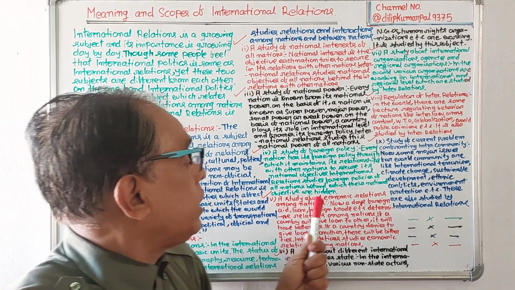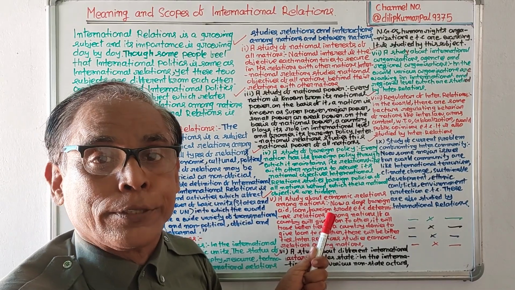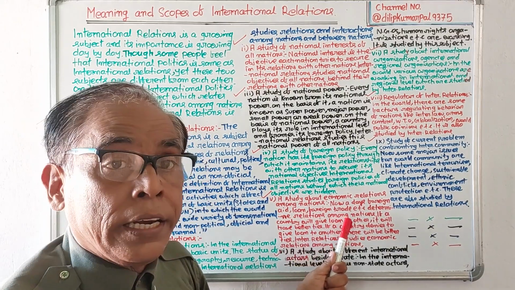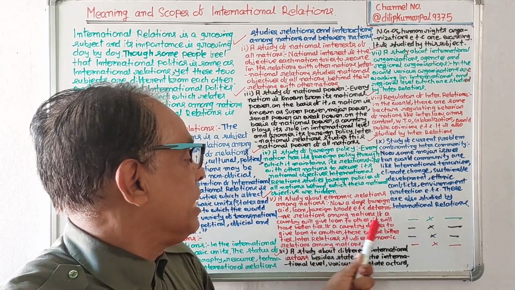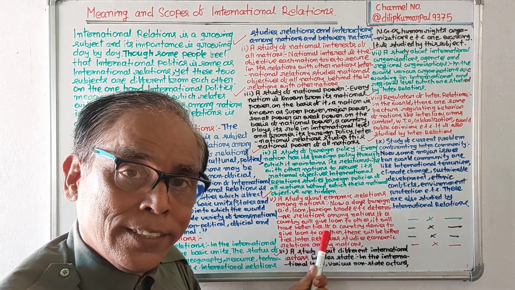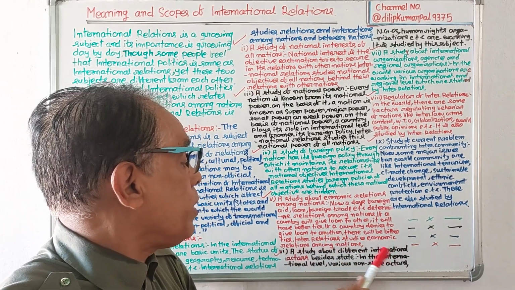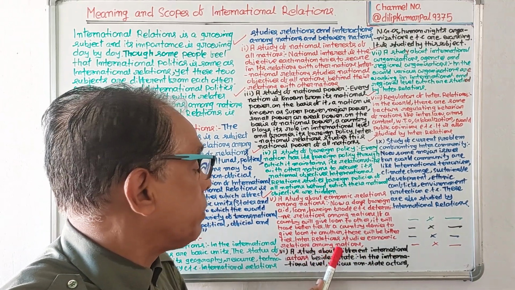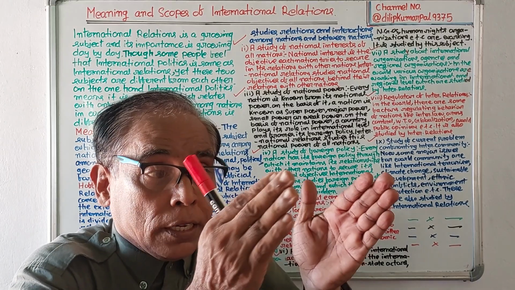Then the fifth scope, a study of economic relations among nations. Nowadays, foreign aid, loan, foreign trade, etc. determine relations among nations. If a country gives a loan to another, it will have better ties with it. If a country denies giving a loan to another, there will be a bitter relationship. International relations studies economic relations among nations. The fifth scope of international relations is that it studies economic relations among nations.